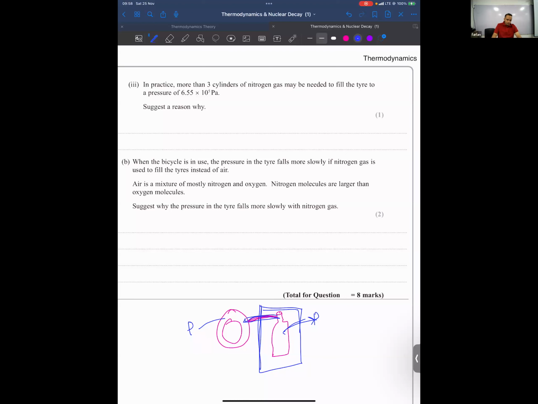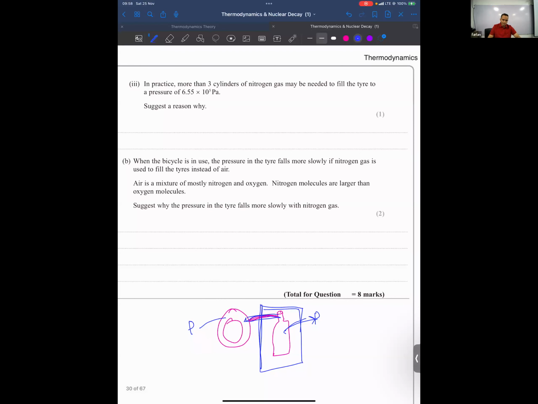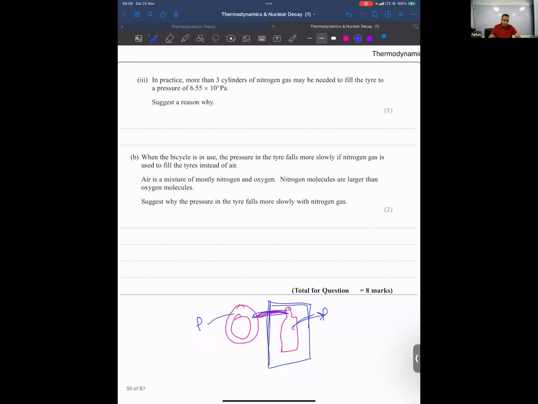Right, the next one. When the bicycle is in use, atmospheric pressure, what do you mean by that? Atmospheric pressure? Yeah, that is also okay. You can give that also as an answer. Anyway, it will not go below that. Agreed.